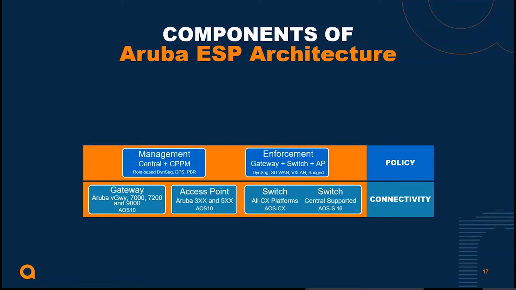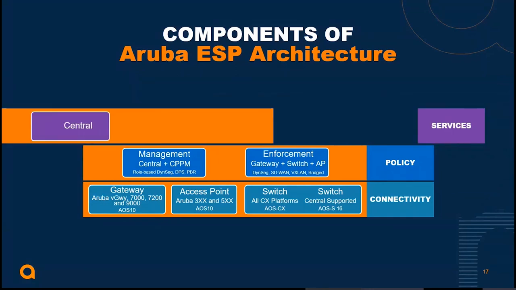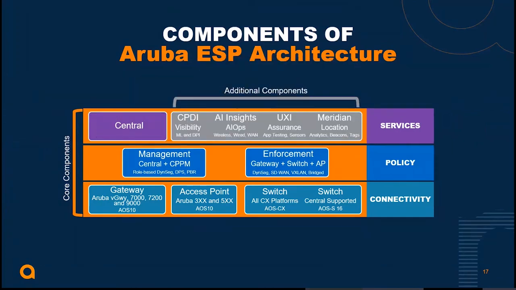And second is the enforcement. Like I said, all of our controllers or gateways have a built-in firewall that does the enforcement policy. On the upper layer, or the application layer, this is where Aruba Central comes in. Aruba Central has a lot of services, and more and more innovation and services will be put in Aruba Central in the future. Right now, we already support ClearPass Device Insight and AI Insights in the AIOps. In the future, we are also integrating user experience insight and the Meridian and location platforms into Aruba Central. Our go-to platform is mostly Aruba Central, which makes our architecture purely cloud-based.